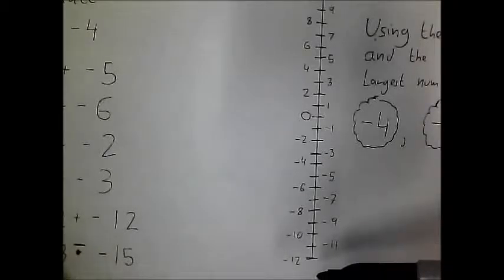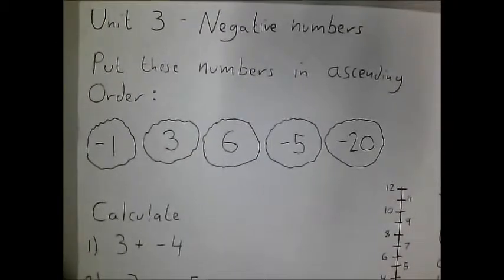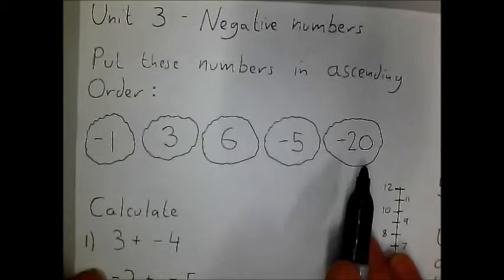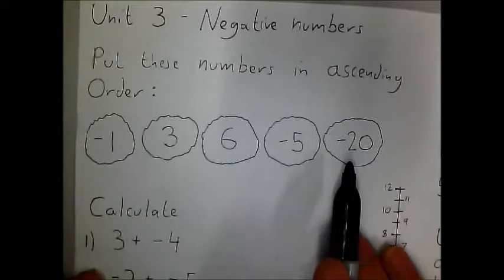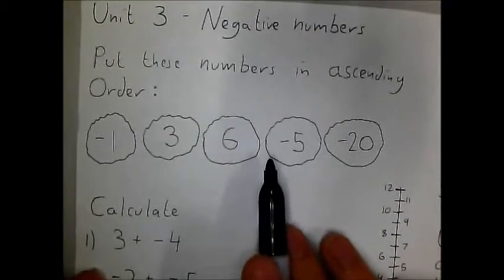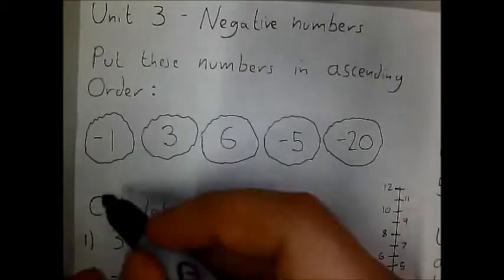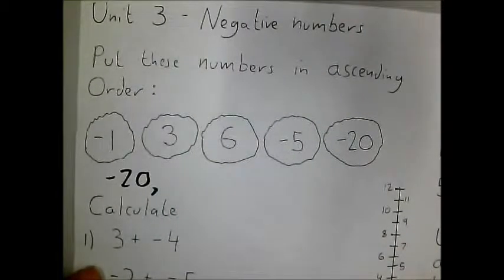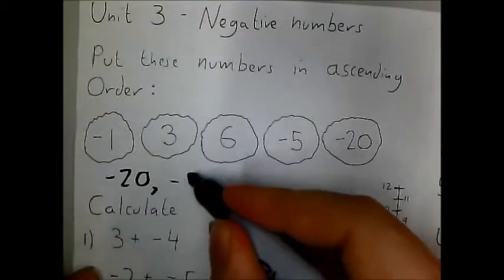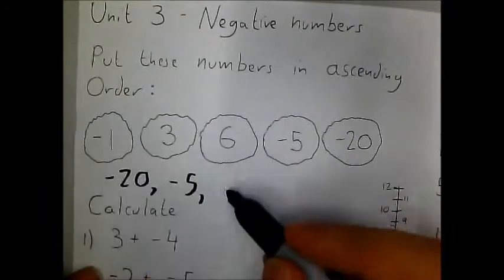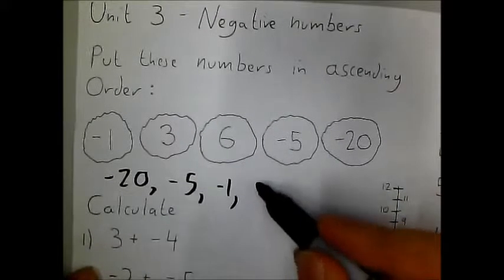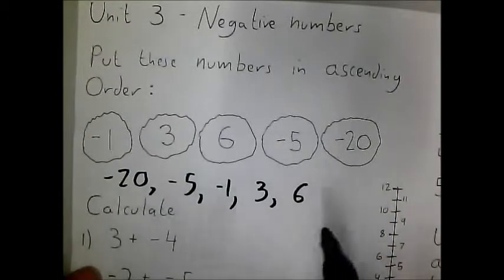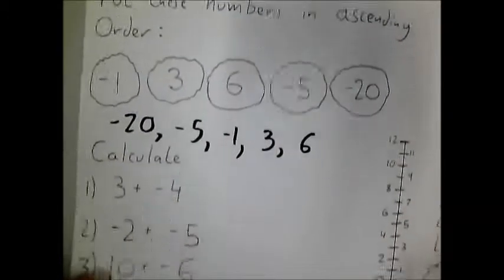Okay, so I'm looking for a number here, which is the smallest. That's going to be negative 20. Okay, if it's negative 20 degrees outside, it's going to be colder than if it was negative 5. It's a smaller number. So negative 20 goes first. I'm looking for the next smallest, negative 5. I then would like negative 1, and then 3, and then 6. Okay, that's from smallest to largest. Let's have a look at the next bit.